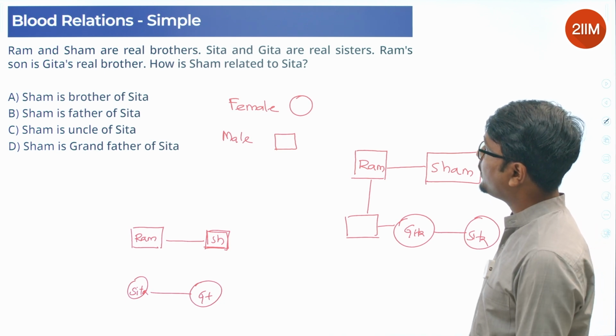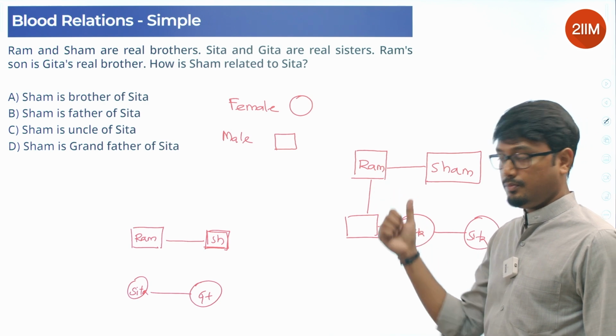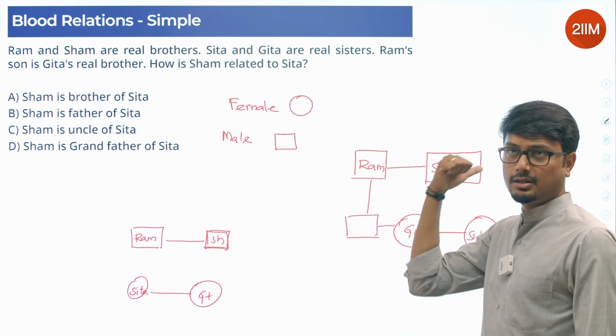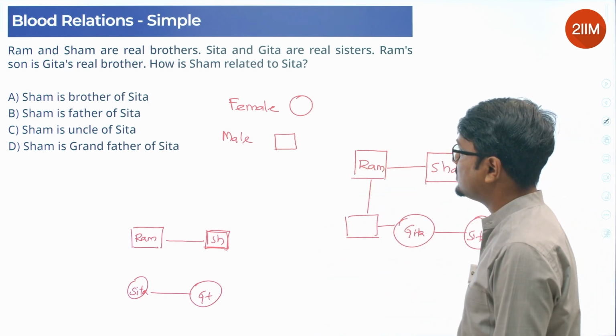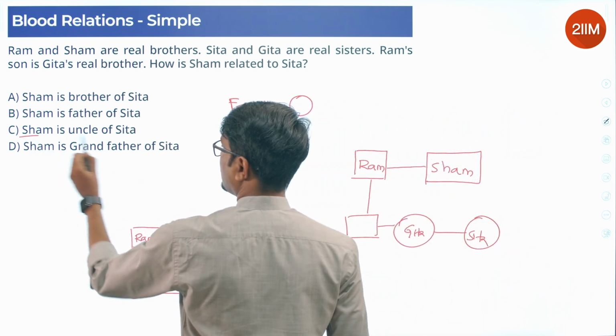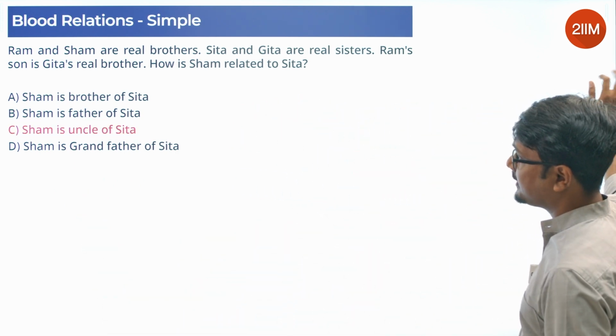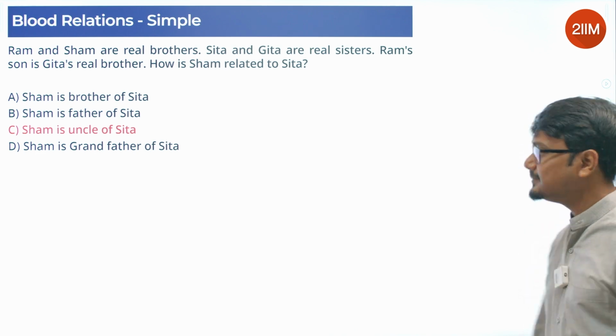Alright, so in what way is Shyam related to Sita? Shyam is Sita's dad's brother, which should be paternal uncle. We'll check it out. Uncle, paternal uncle. Yes, Shyam is the uncle of Sita. Should be option C. We'll check it out. Yep, that's the right answer.